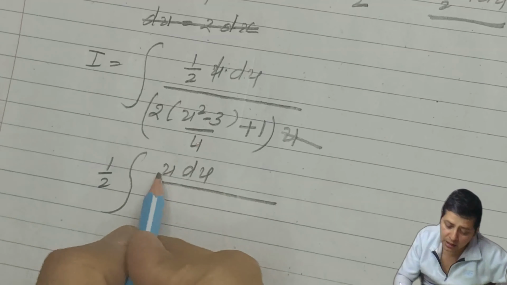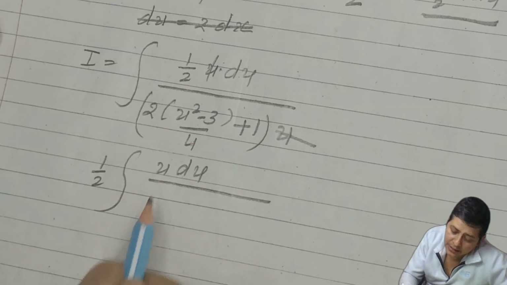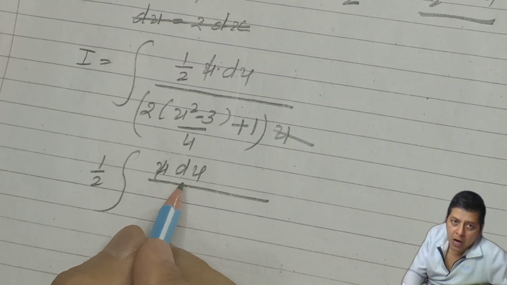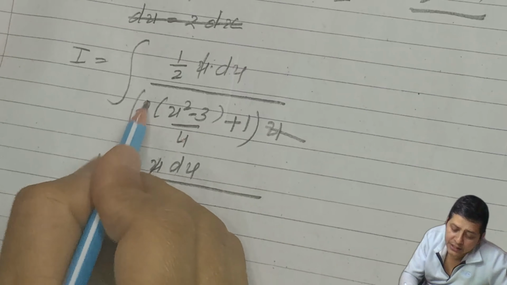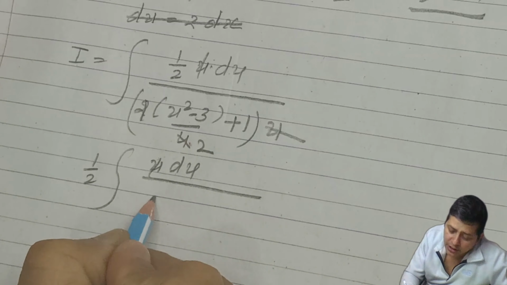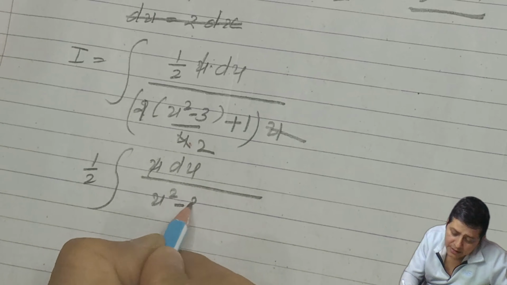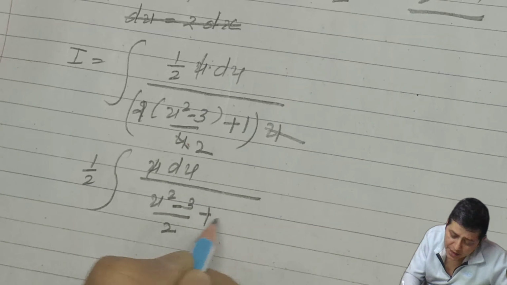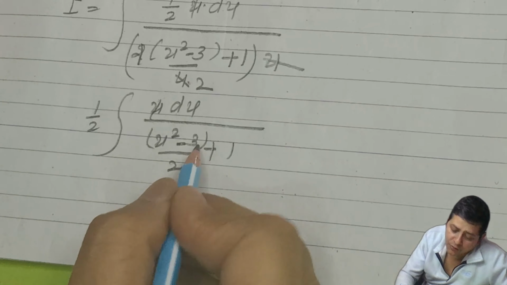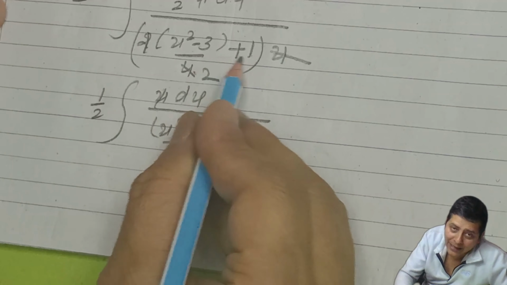Okay, so you just don't need this thing anymore. So du by, now here also you can strike this 2, so you get u square minus 3 by 2 plus 1. So be very careful with the brackets because it's outside. This is where I always make mistakes.